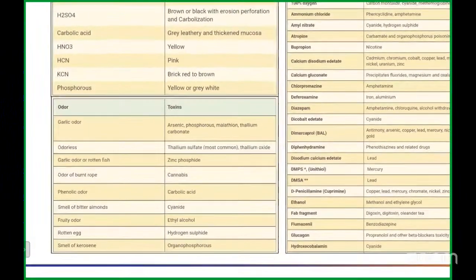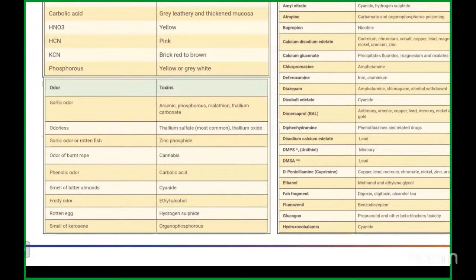Now coming to the odor of certain toxins, I told you to make a list of all toxins which have a garlicky odor. So arsenic is one of them, phosphorus is one of them, and malathion, thallium is one of them. So I usually remember this mnemonic called ALP, which in itself stands for aluminum phosphide, which has a garlicky odor. A for arsenic, and arsenic mimics very much with thallium, as I said. So arsenic, thallium comes in, and P for phosphorus.